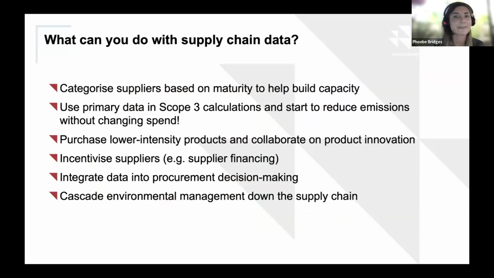If you want to start getting even more granular, you can start collecting life cycle analysis data, because really by going through and looking at a very specific product throughout its life cycle, you obtain specific emissions to the product that you bought, and there's no mixing between the other different products the supplier makes, and that can help you to purchase a lower intensity product, and if feasible, even collaborate with suppliers on product innovation.